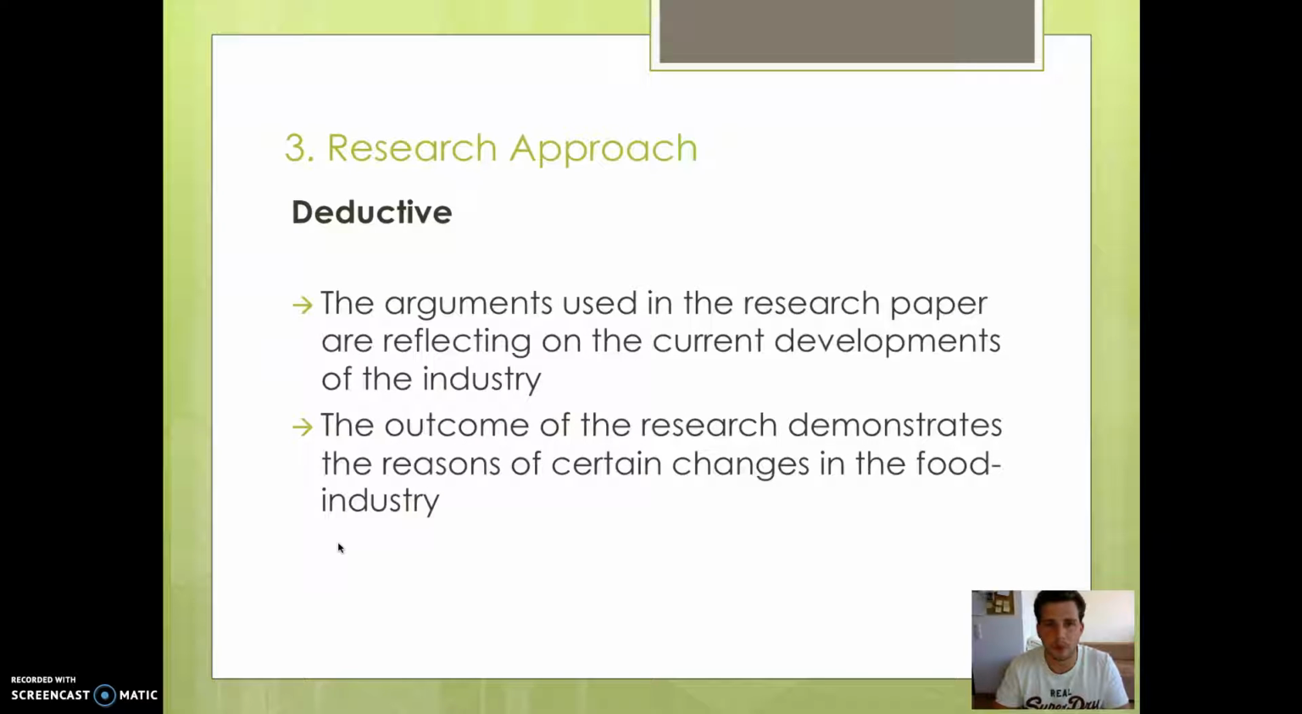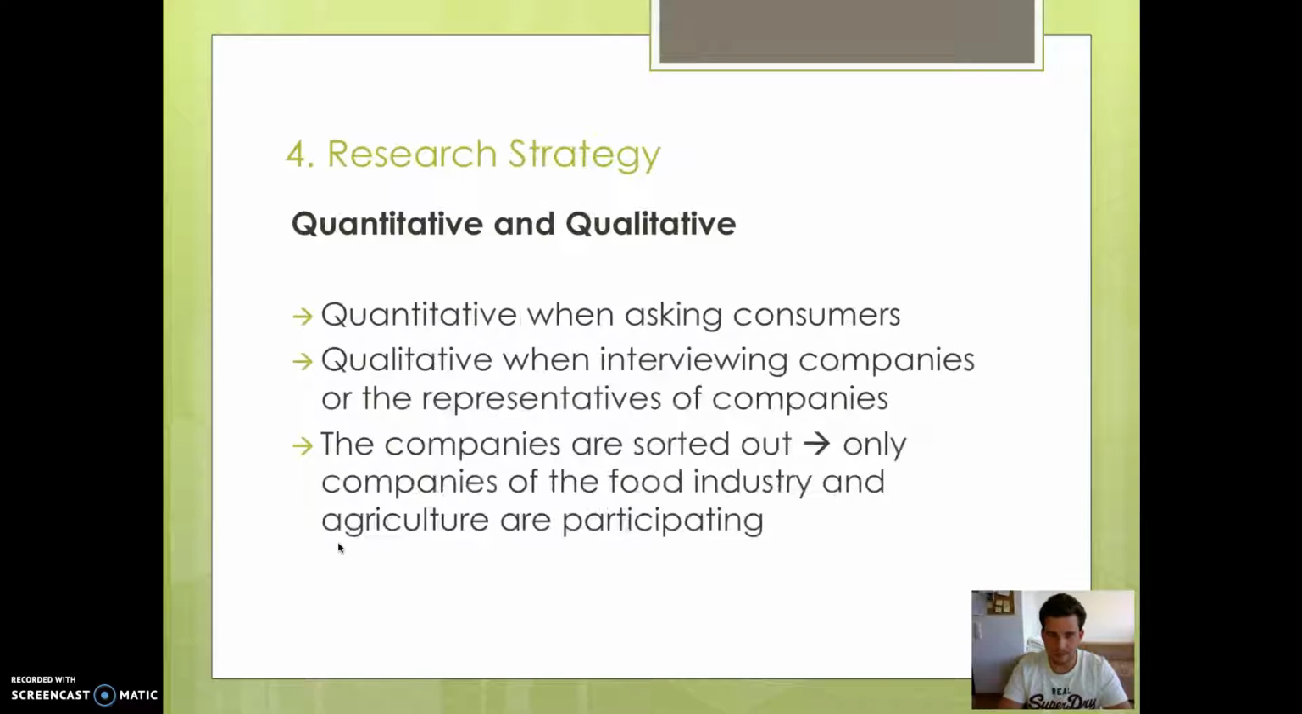The research approach is deductive, as the arguments used in the research paper really reflect only the current developments of the industry, and the research tries to demonstrate the outcome that somehow explains the certain reasons of the different changes in the food industry in a clear way.